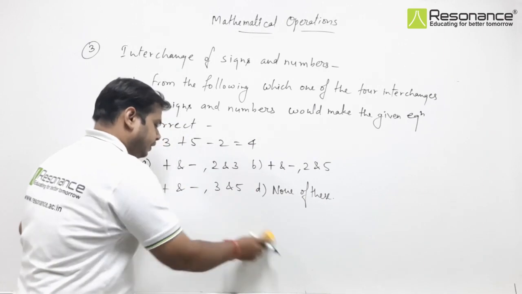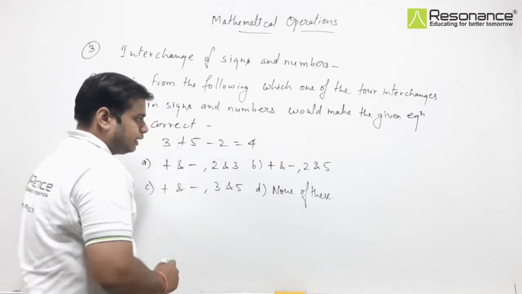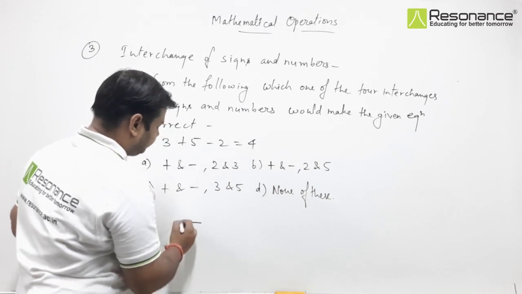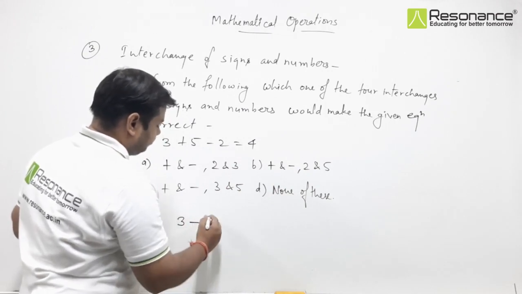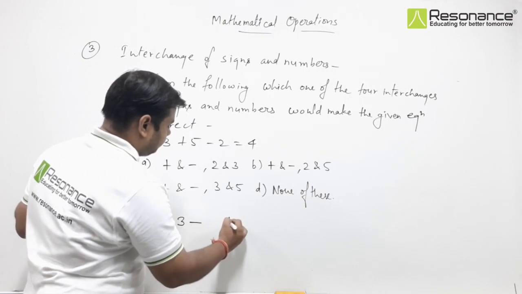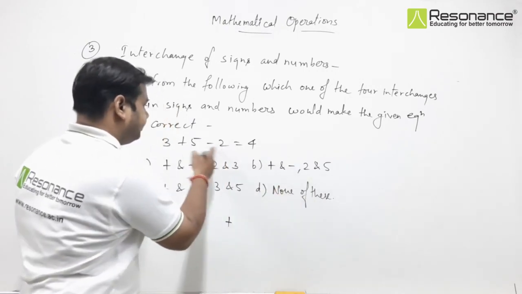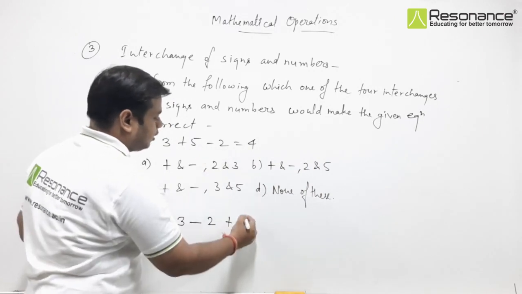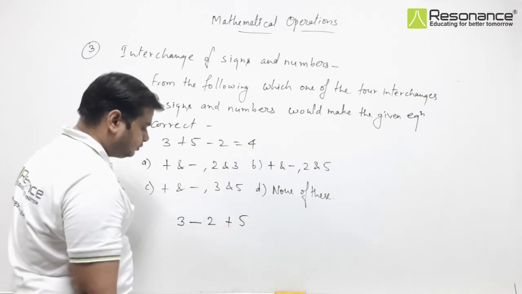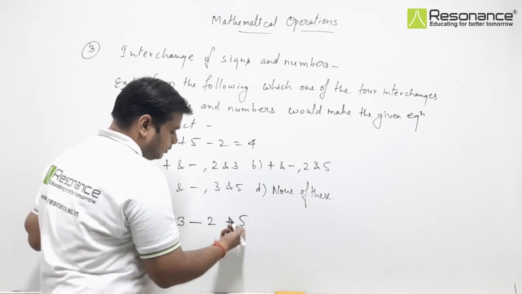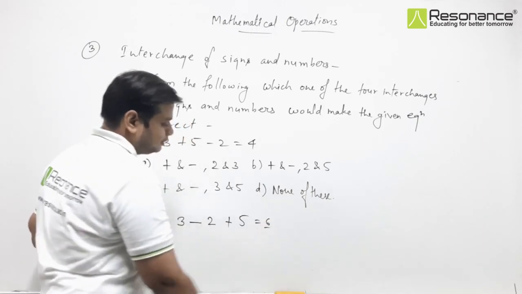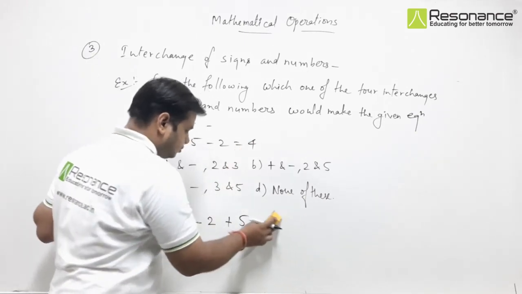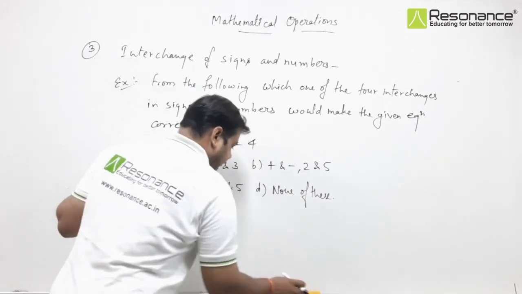So that is not the correct solution. Let's do the second one, plus and minus. Minus is here, 3 minus, and plus is here, and 2 and 5 will interchange. So at the place of 5, 2 will be here, at the place of 2, 5 will be here. If we solve this equation, 3 minus 2 is 1 and 5 plus 1 is 6. It will give us 6, but we need 4. So it is also not correct.